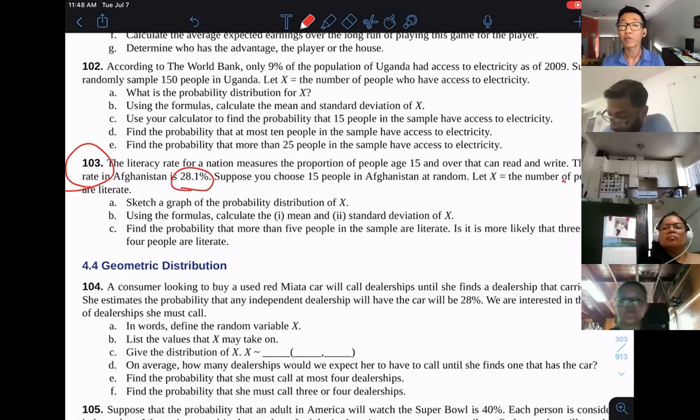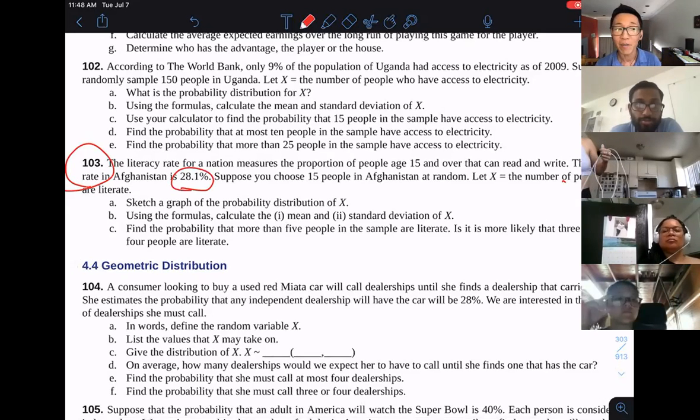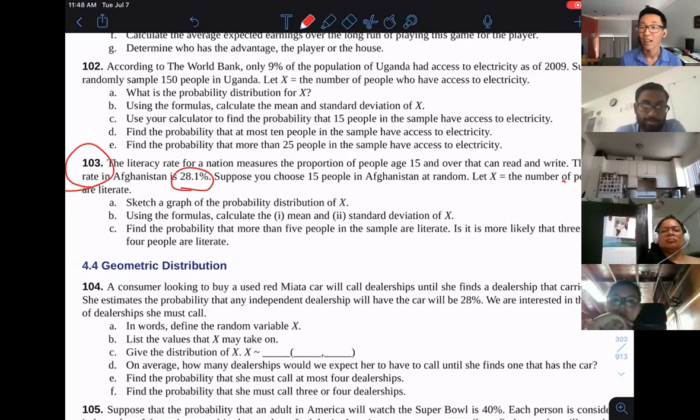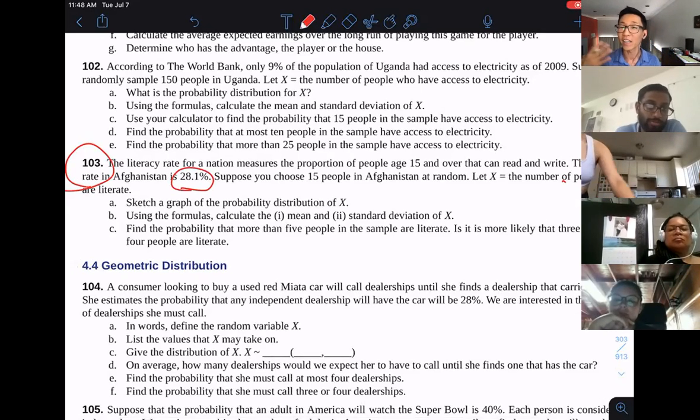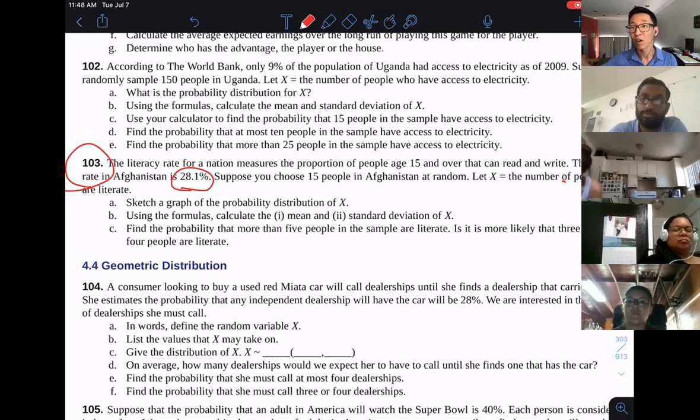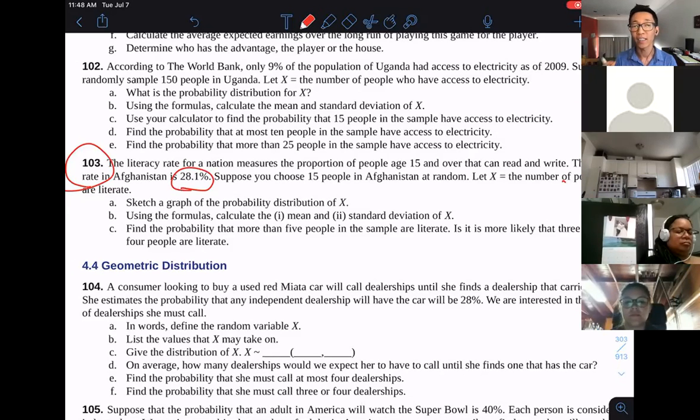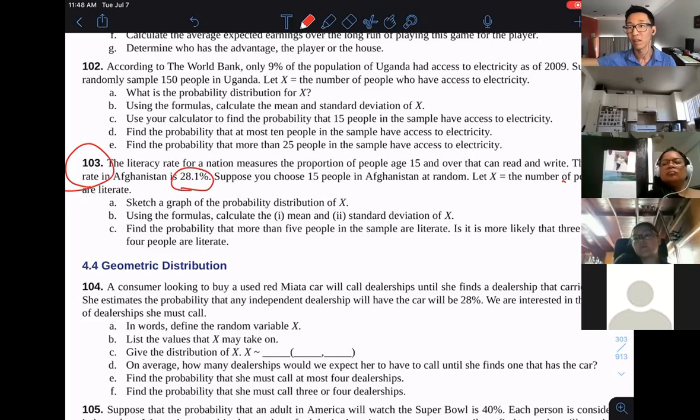So let's say I have 21 random people in Afghanistan, and I ask them, raise your hand if you're able to read. You see how it's kind of the same situation. Either they're going to be yes or no, right? And each person has a 28.1% chance of saying yes. So I want to see how many people are going to say yes, right? Do you see how it's very similar to the "do you like math" question? So I'm going to try to count the number of people.